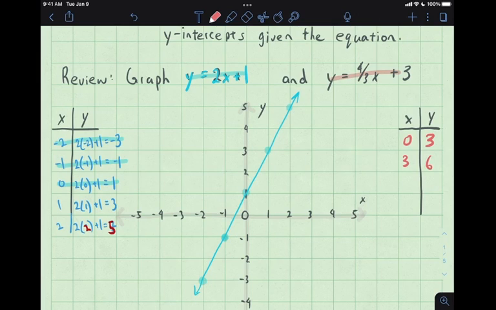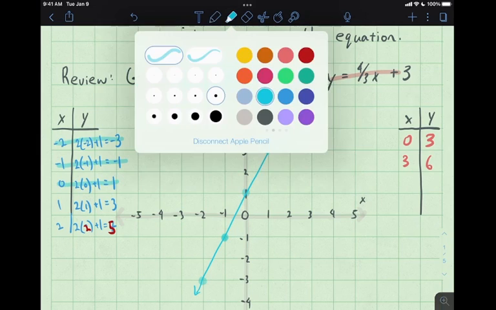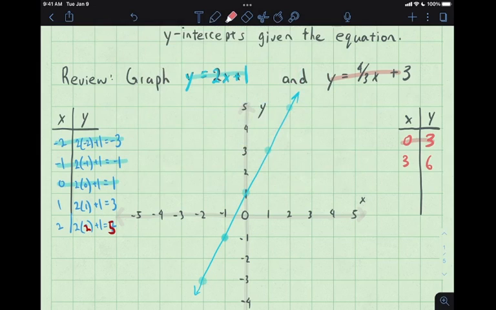You only need 2 points to draw a line, and I've already found that here. So here's 0 and 3. I'm using the same axes. There's 1 point on my line. 3 and 6 is up here. And I'll connect it together best I can, looking like that. Close enough. And I've graphed this second equation, in pink, y equals 4/3 x plus 3.